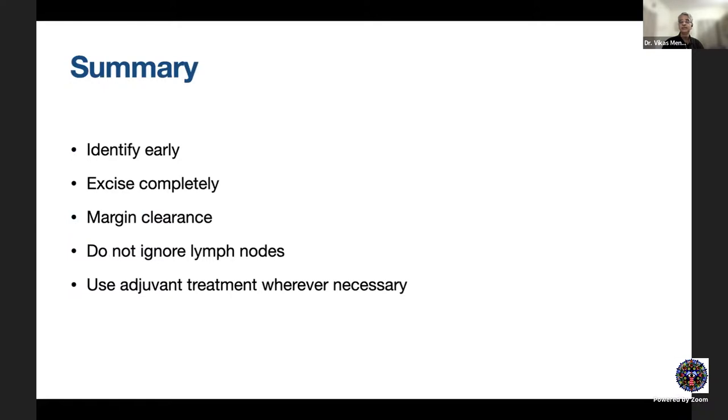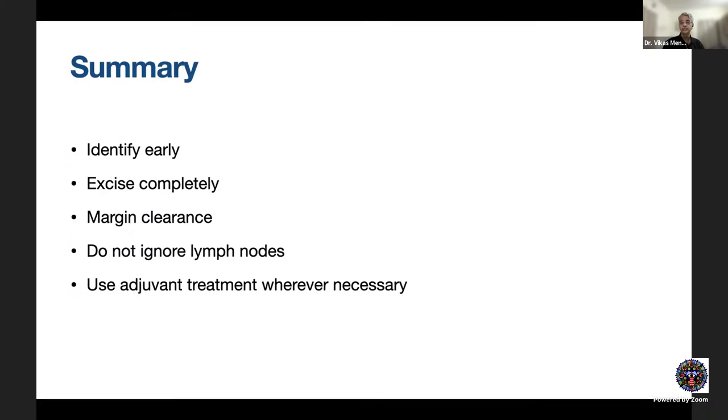Second thing is excise the lesion completely. By complete excision, I mean on histopathology, you should have negative margins. And it should not be a subjective excision. So always send separate margins for histopathology and have reported negative margins before you start closing up the case. Third is, do not ignore lymph nodes. Your management for the patient would be incomplete if you ignore lymph nodes, as a significant number of these patients can have lymph node positivity. And then use adjuvant treatment like radiotherapy, chemotherapy, wherever necessary.